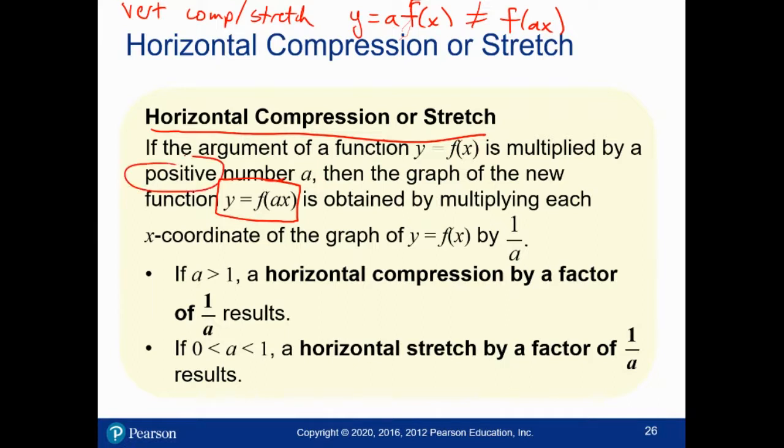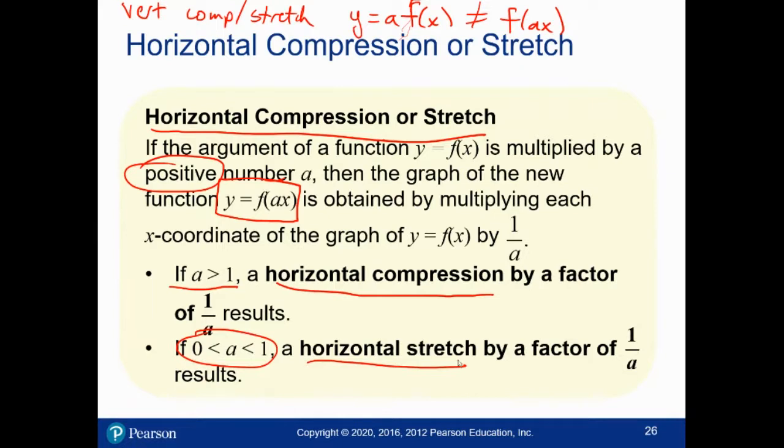Again, we're assuming the number we're multiplying by is positive. Next video will address what happens when these are negative. If a is bigger than 1, that's a compression, not a stretching. If a is less than 1, that makes a horizontal stretching, not a compression.